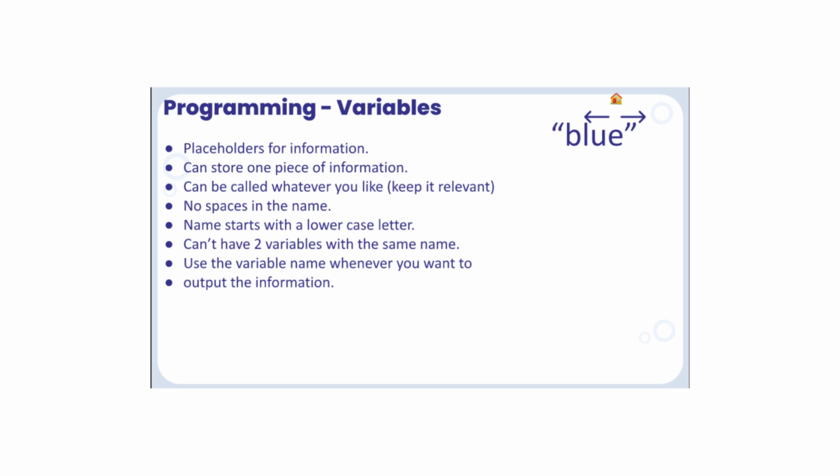Can have two variables with the same name. Use the variable name whenever you want to output the information. Storing blue as fave color. Using the code we print the fave color variable will print blue because that's what we stored there. Variables are going to help us personalize our output messages.